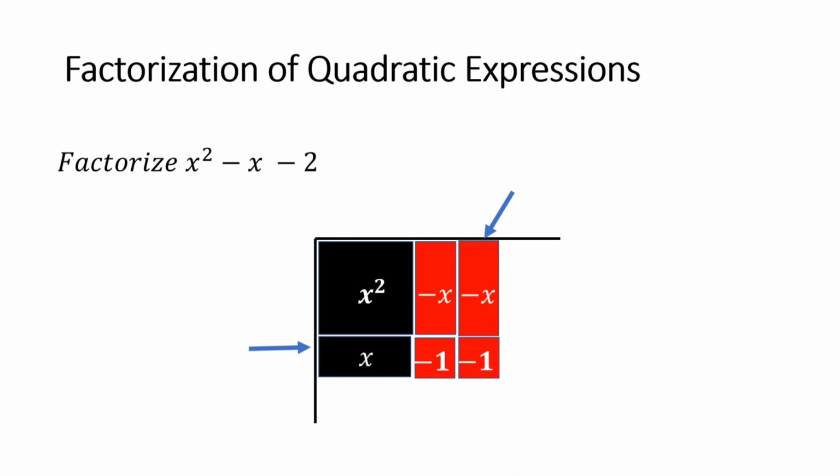And now that our rectangle is completed, we can factorize. Our factorization will be of length x minus 2 and x plus 1. So our answer should be x minus 2 into x plus 1.